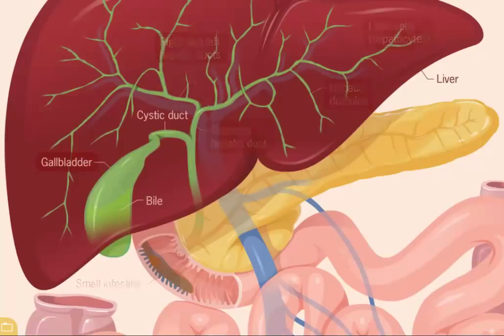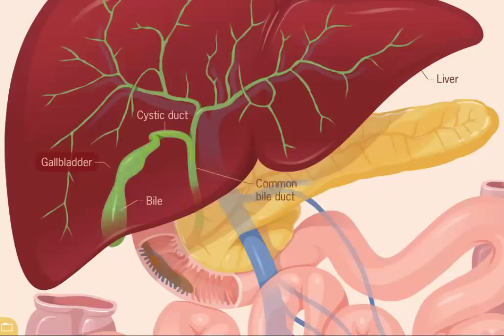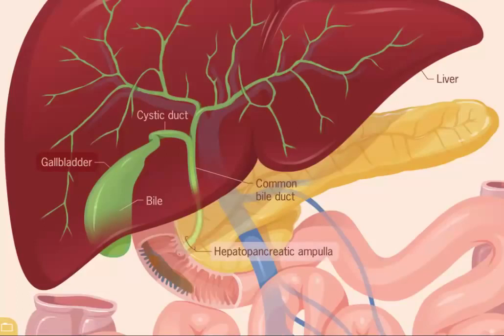During digestion, the gallbladder contracts and pushes the bile through the cystic duct and common bile duct, where they join the pancreatic duct at the hepatopancreatic ampulla. The bile then empties into the duodenum through the major papilla. The bile mixes with the chyme and helps to digest fat.